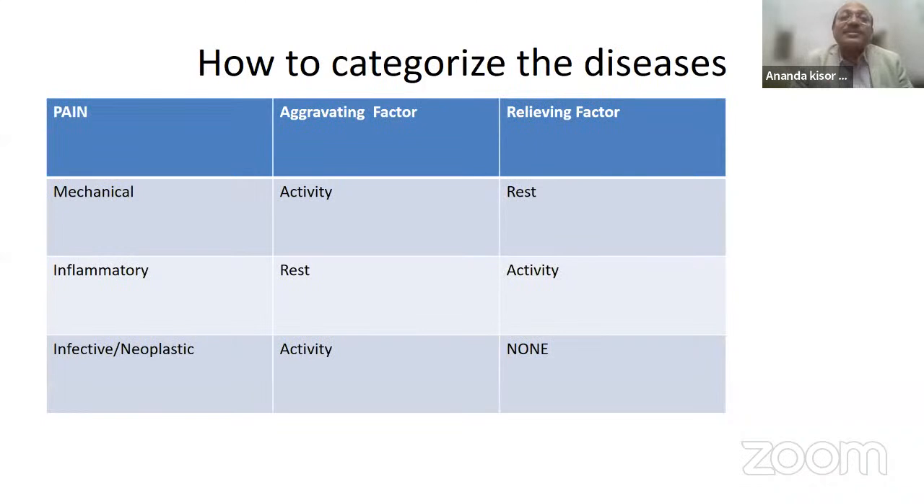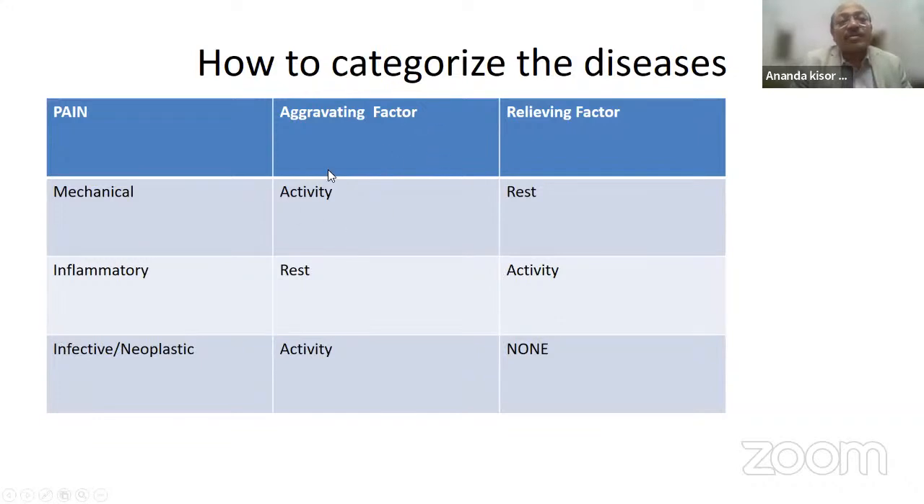Now, how do we categorize the disease depending on the pain? I already told you that pain differs in orthopedic disease. Basically, there are 3 types of pain: mechanical, inflammatory, and infective or neoplastic. I'm just going to describe single questions, like what is the aggravating factor and the relieving factor. So even in a very, very busy OPD, you can easily categorize which case is a mechanical pain, and which disease causes inflammatory or neoplastic pain.